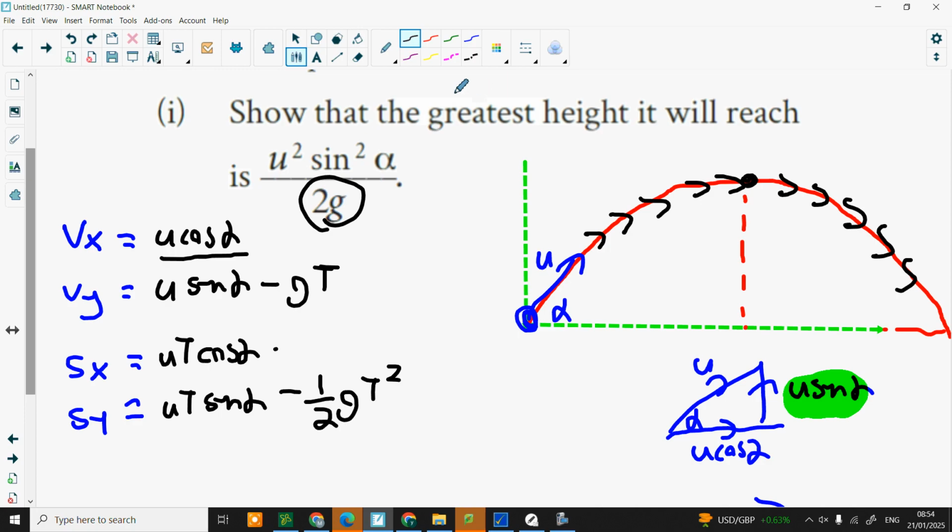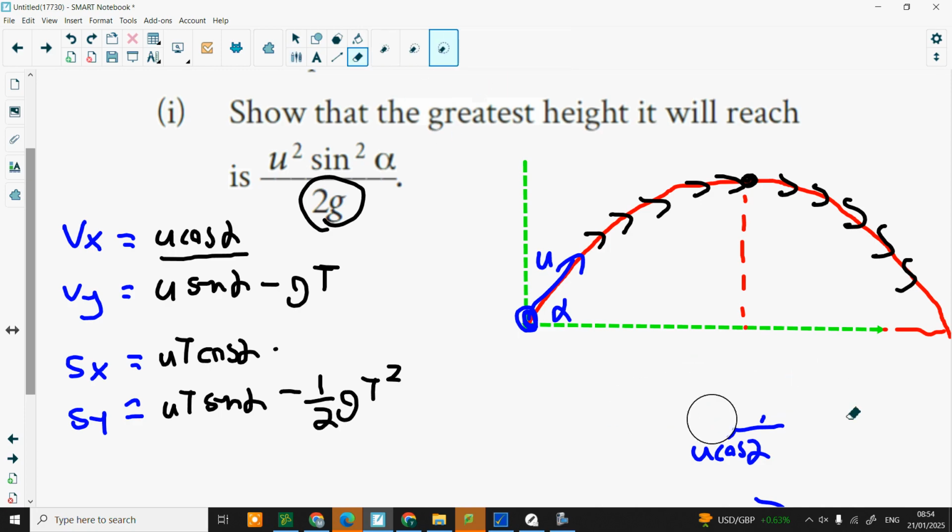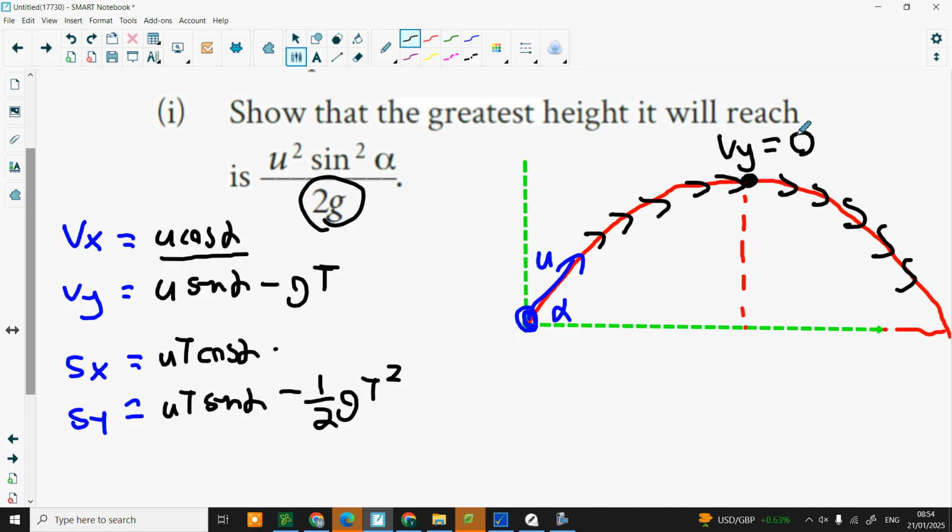All right? Now, I'm asked for the greatest height. And we know that the greatest height is this dotted red line here. What's the criteria for greatest height? vy equals 0, yes.